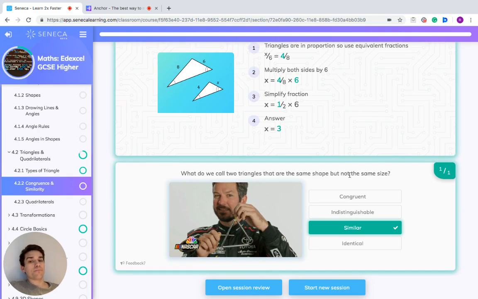Now, question. What do we call two triangles that are the same shape but not the same size? They are not congruent, that's when they're the same size and shape, but they are similar. So that is that for congruence and similarity.